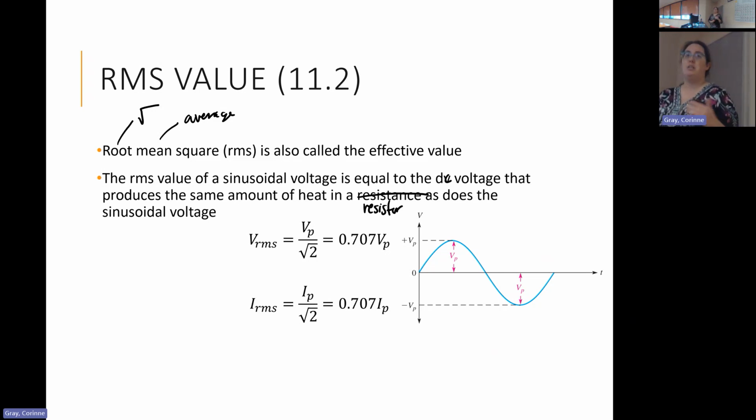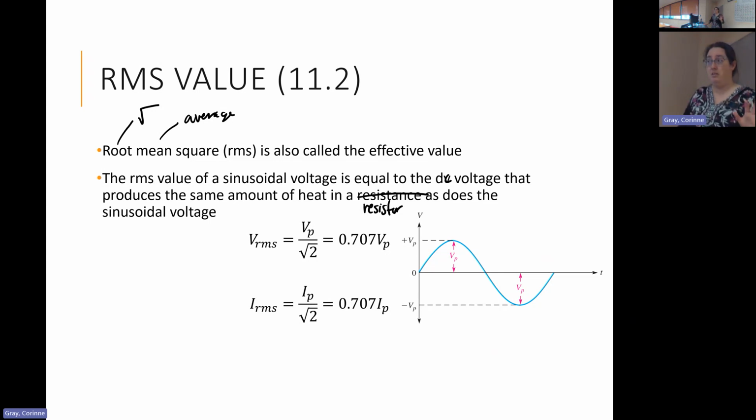P here corresponds to the peak value. So if we look at this graph here, VP is our positive amplitude that we would utilize. So 0.707 times whatever the maximum voltage that voltage source provides. For current, 0.707 times the maximum current that current source provides. So that is one way to do this. And again, this is a way to look at how effective sources are.